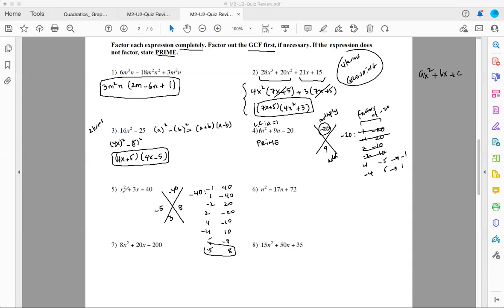So what are your factors? Again, because the leading coefficient is 1, it's automatically x minus this times x plus that. x minus 5 quantity multiplied by x plus 8.